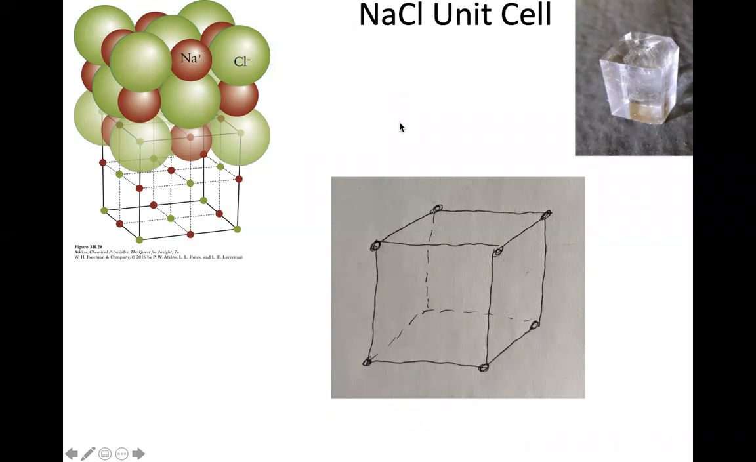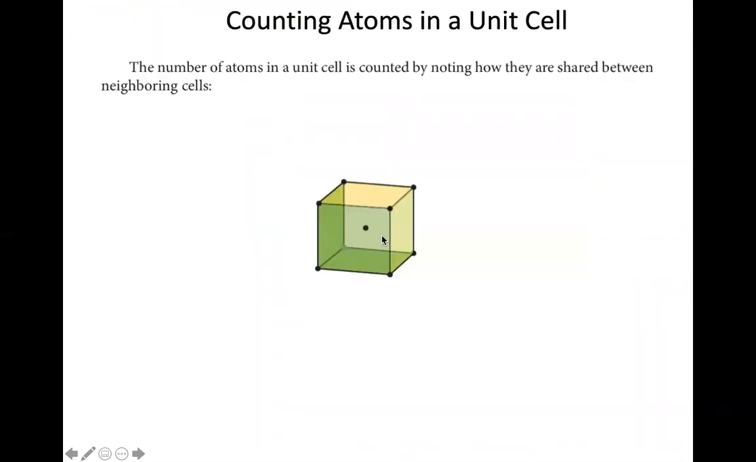Okay, now the reason I bring it up here is we want to start to think about these spatially. Here's one of the ways that we need to begin to think about them spatially. If we have a unit cell, we want to count how many atoms are in that unit cell. This is going to be an important skill that we use with our unit cells. So it says here that the number of atoms in a unit cell is counted by noting how they are shared between neighboring cells. So the idea on this is, let's say we're looking at an atom that was right on this corner right here.